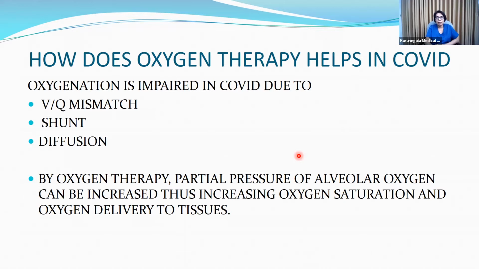Microemboli formation occurs as a result of cytokine storm. All these three things, that is ventilation perfusion mismatch, shunt, and diffusion impairment, lead to impaired oxygenation in COVID. So by oxygen therapy, partial pressure of alveolar oxygen can be increased, thus increasing oxygen saturation and oxygen delivery to tissue.